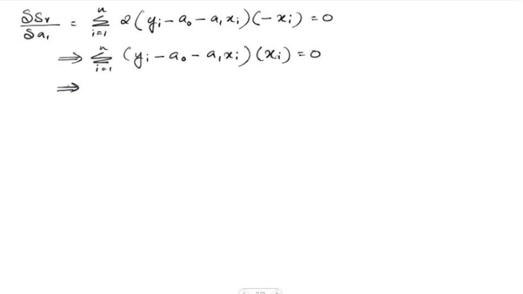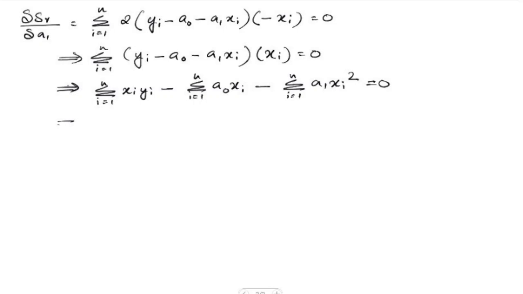If we simplify it further and take the summation inside and multiply all of these terms by xi, we'll get summation from i equal to 1 till n of xi yi, minus summation from i equal to 1 till n of a0 xi, minus summation from i equal to 1 till n of a1 xi squared, because you have two xi multiplying, and this is equal to 0.